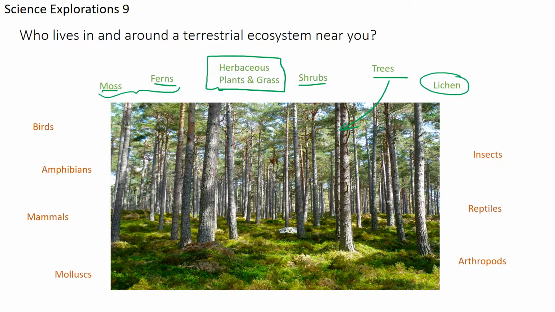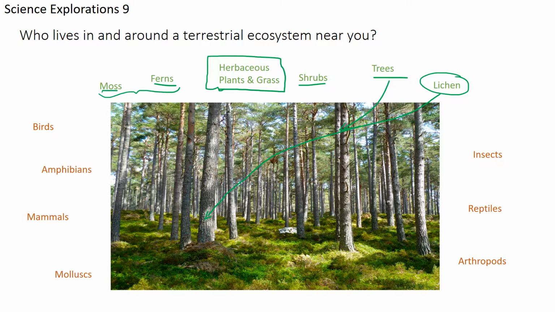I've included here another term, lichen. If you look at this tree right here, you can see it has some gray stuff growing up the side of it. Lichen is an amazing organism. It's a relationship between a fungus and algae, and the algae actually grows within the fungus, and the algae makes food for the fungus in the form of sugars, and the fungus holds onto water so that the algae can grow. So that's called a symbiotic relationship, and we'll get into some relationships in another video. But this can also be considered a producer within a terrestrial ecosystem.